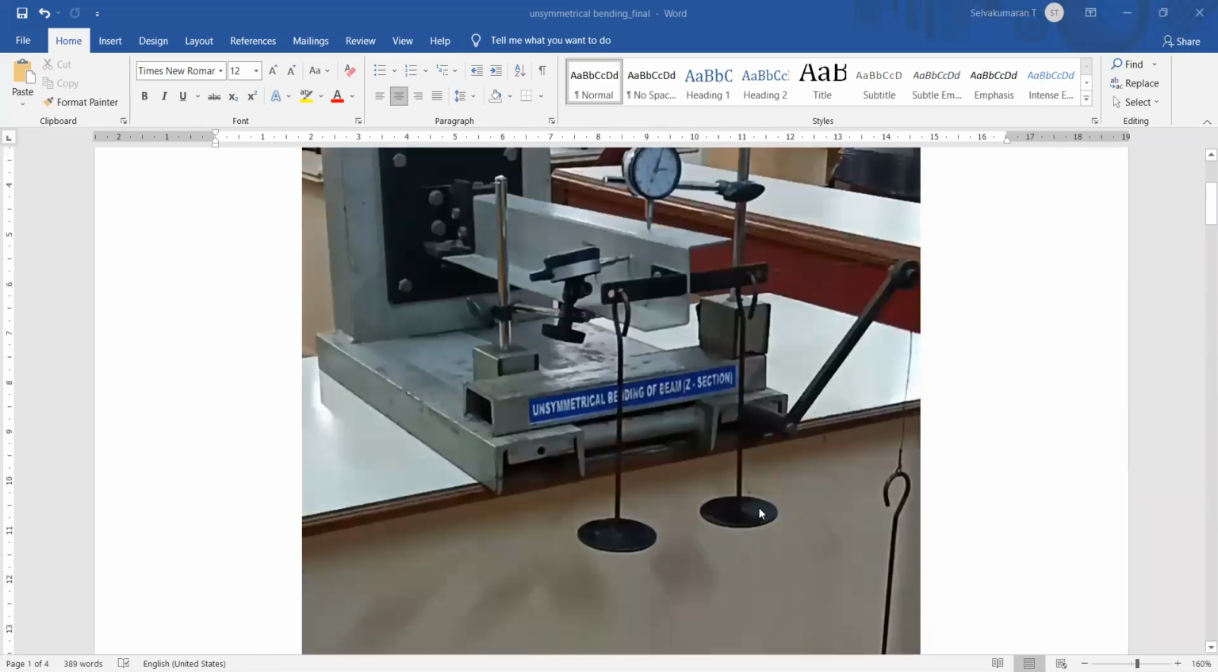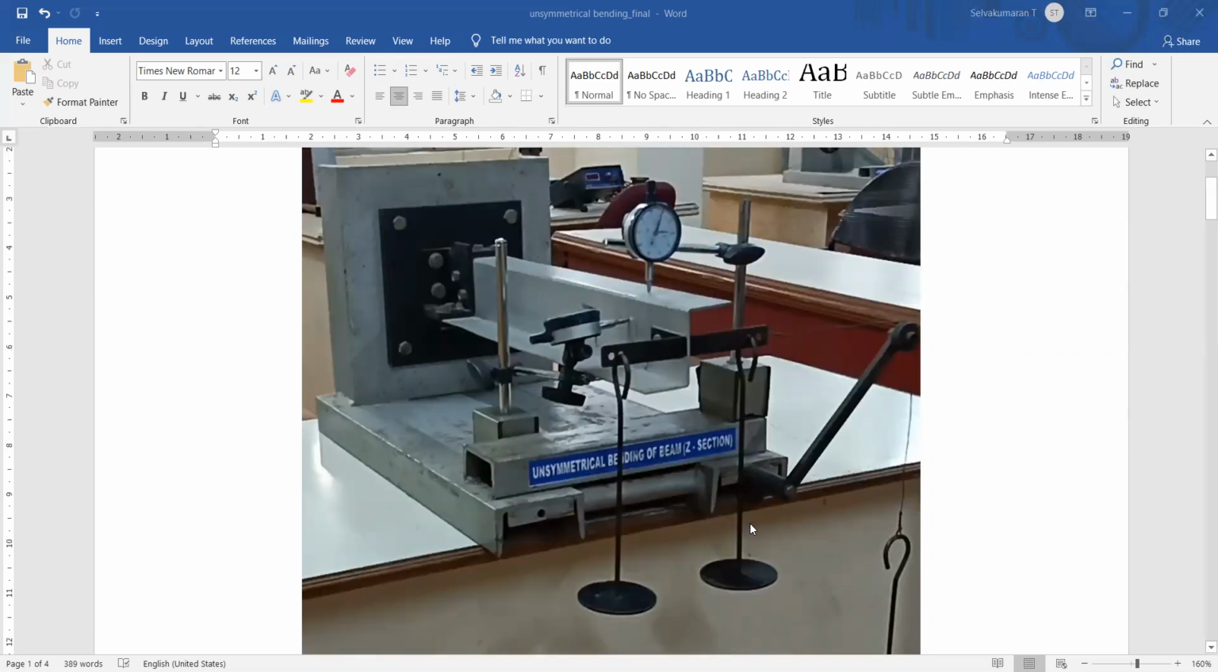Here the weights will be added, 1.2 kg here and 1.2 kg here. So the total vertical load acting on the beam will be 2.4 plus the weight of the hooks, which is 100 gram, so the total vertical load will be 2.5 kg. Once it is loaded, the needle of the dial gauge gets deflected. Before applying any load, we have to ensure that the needle of the dial gauge is in zero position.